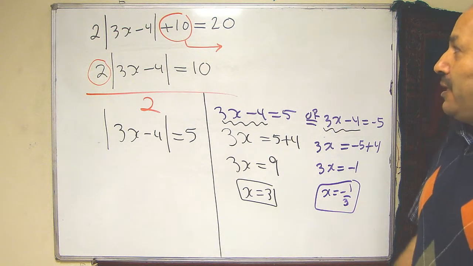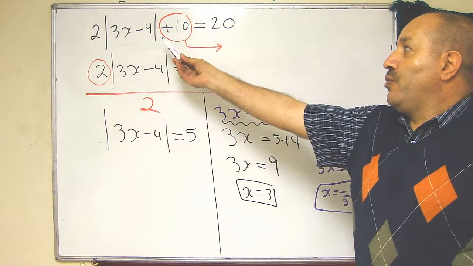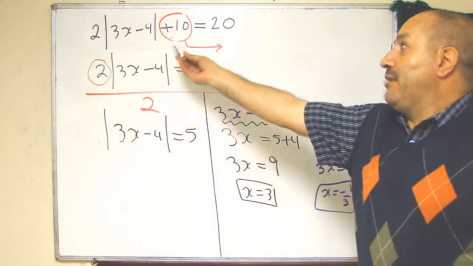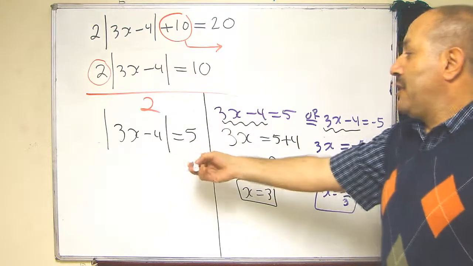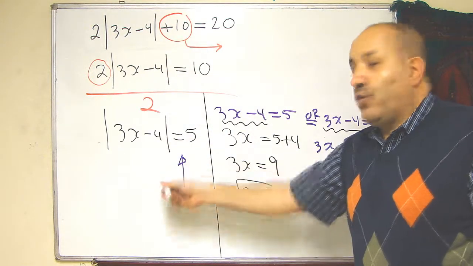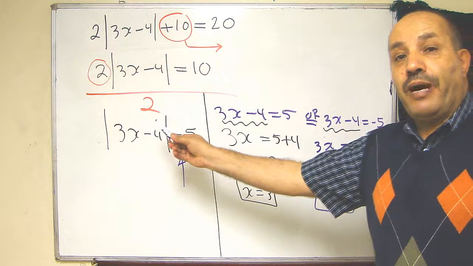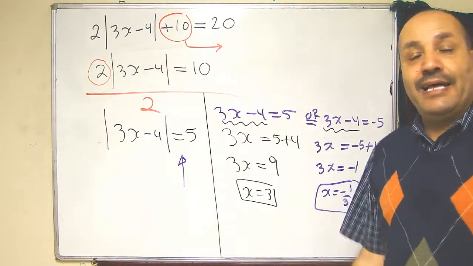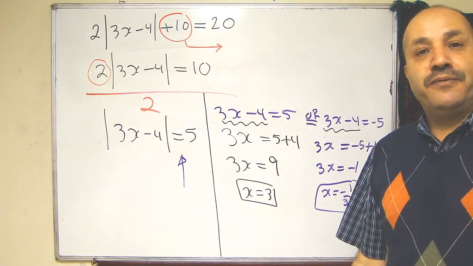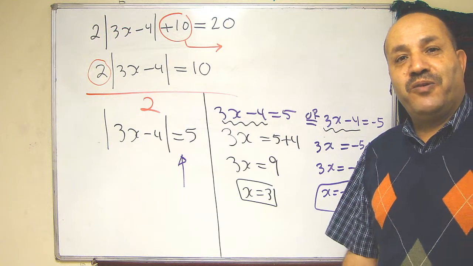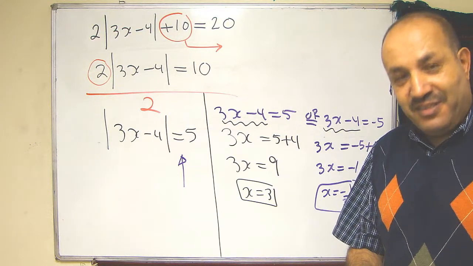Again, one more time, we did simplify the whole equation. This is not simplified. I have to simplify the equation to end up with the main setup, which is the absolute value by itself on one side and the answer on the other side. I hope you get it right this time. One more example.